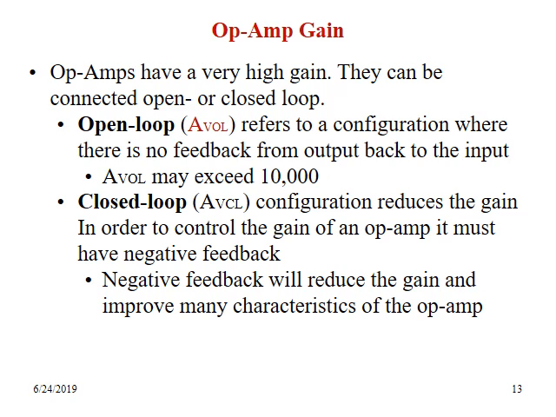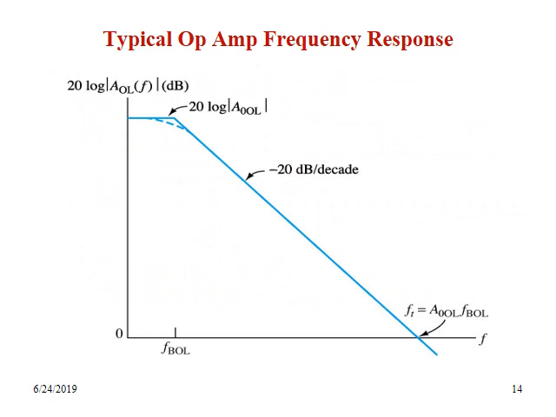An op-amp under open loop has very high gain. It can be more than 10,000. In closed loop, the gain is reduced. In order to control the gain, the op-amp is provided with negative feedback. Negative feedback can reduce the gain and improve other characteristics of the op-amp.